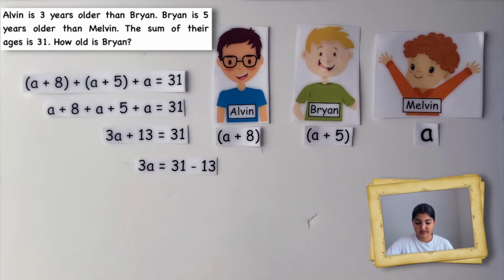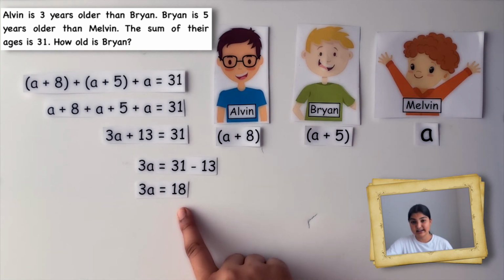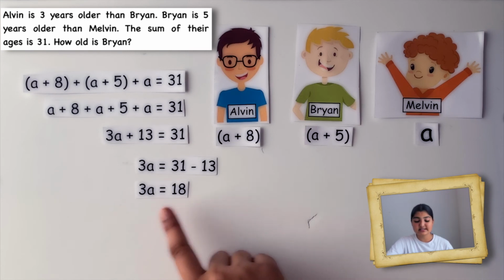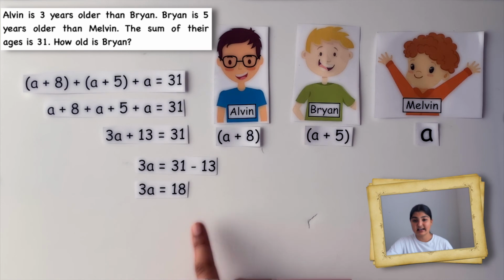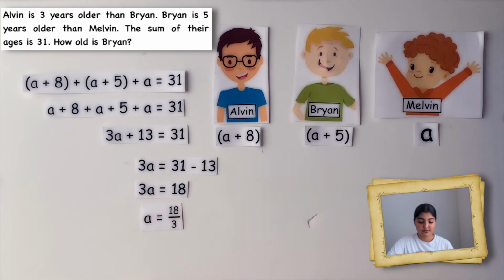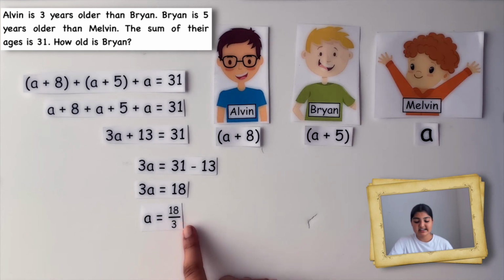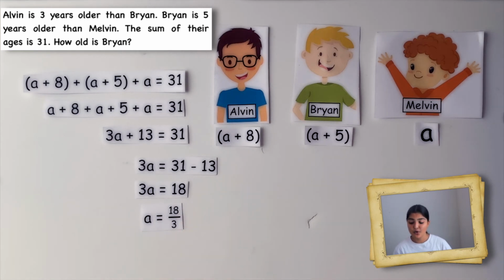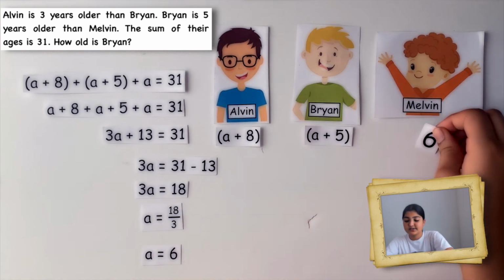So, 3A is equal to 18. Now, let's take 3 to this side of the equation. This gives us A is equal to 18 over 3, or A is equal to 6. So now we know that Melvin is 6 years old.